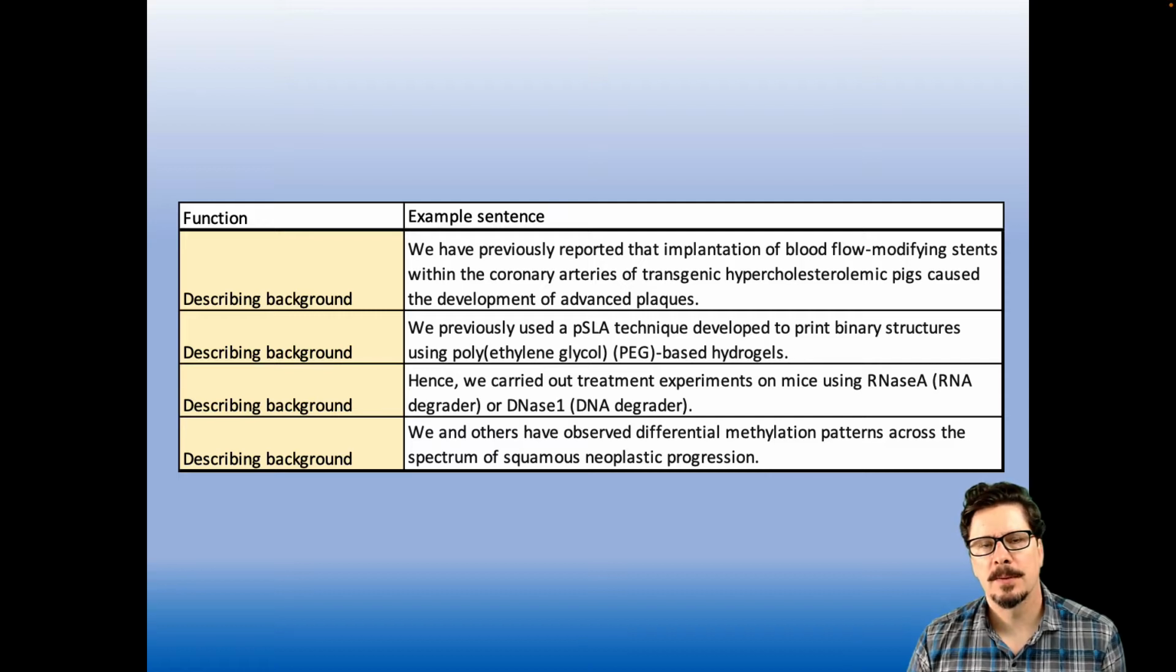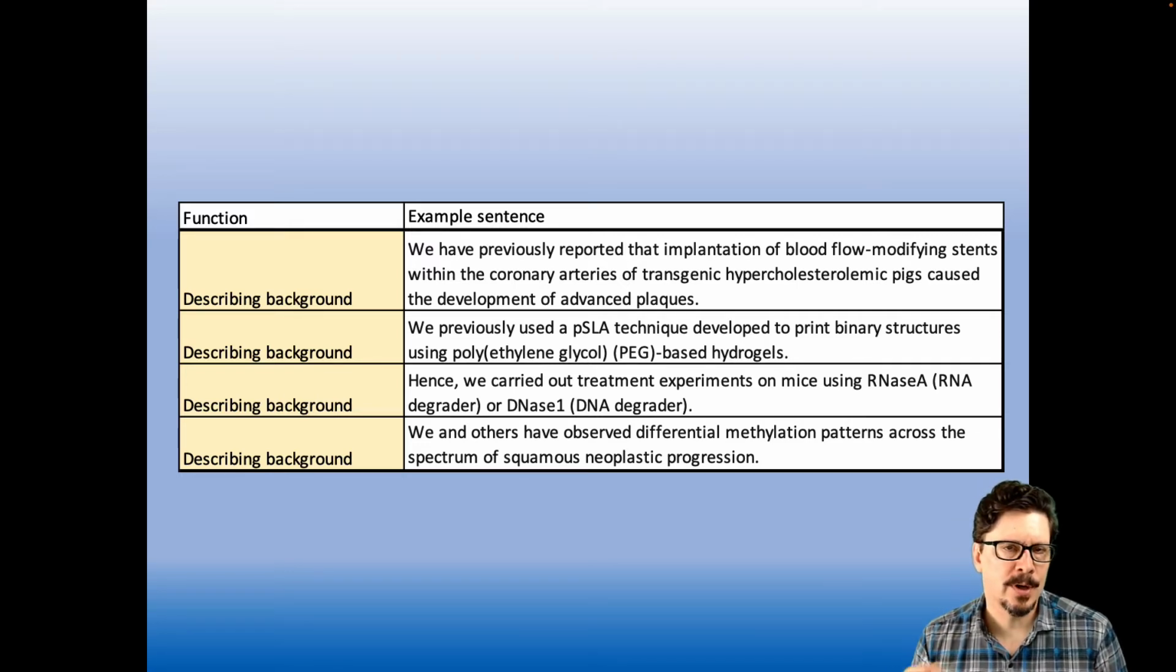A very similar thing is going on in this next sentence. "We previously used a PSLA technique developed to print binary structures using polyethylene glycol-based hydrogels." The third example says, "Hence, we carried out treatment experiments on mice using RNase A, RNA degrader, or DNase I, DNA degrader." So they're telling that they carried out these experiments.